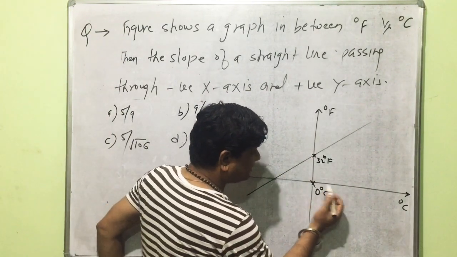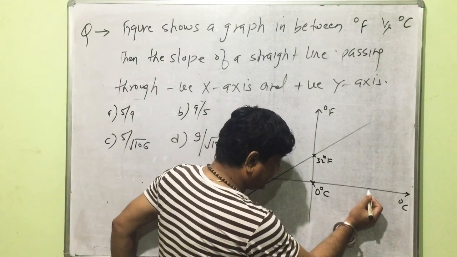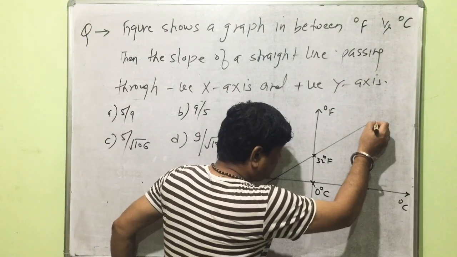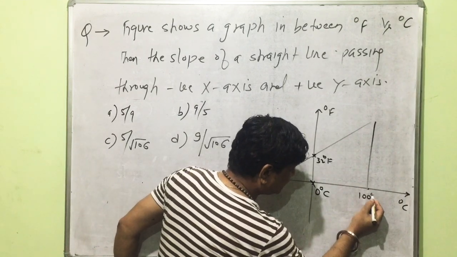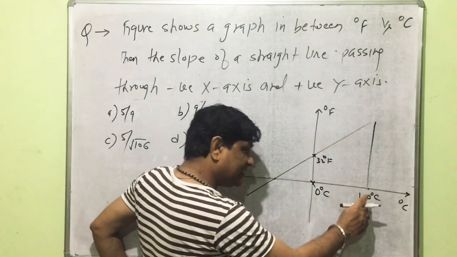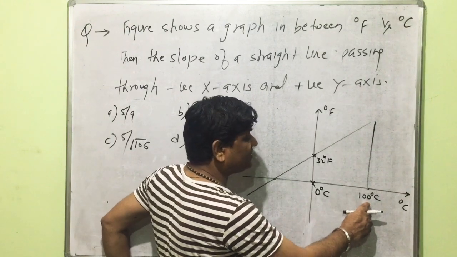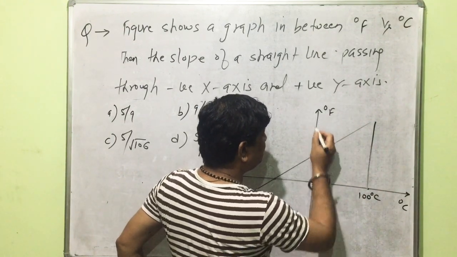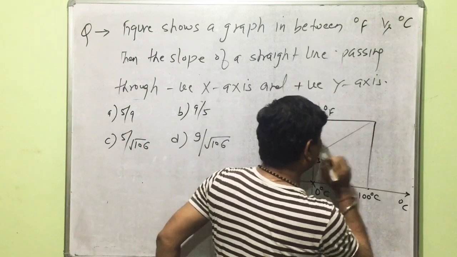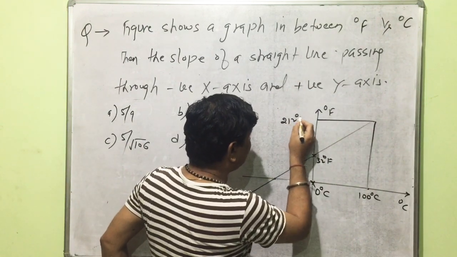If it is the lower fixed point, here will be the upper fixed point. So what is the upper fixed point? The upper fixed point on the centigrade scale is 100 degrees Celsius. So when the upper fixed point on the centigrade scale is 100 degrees Celsius, what is the upper fixed point on the Fahrenheit scale? It will be equal to 212 degrees Fahrenheit.